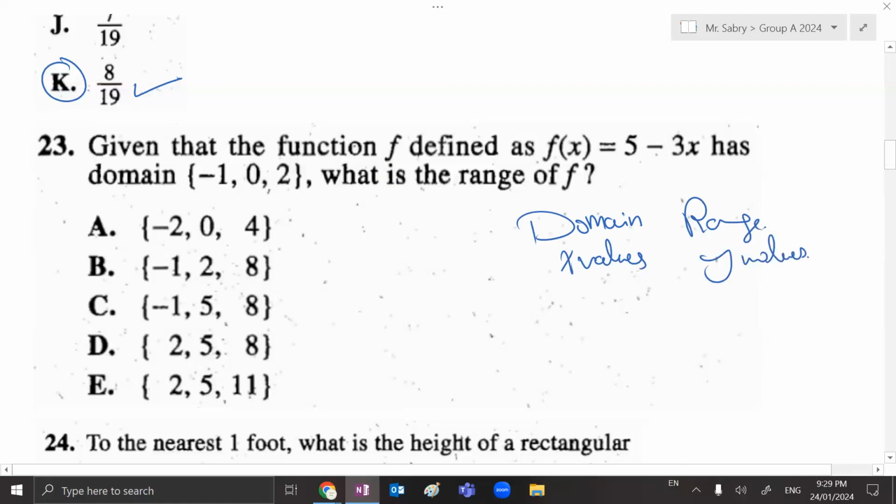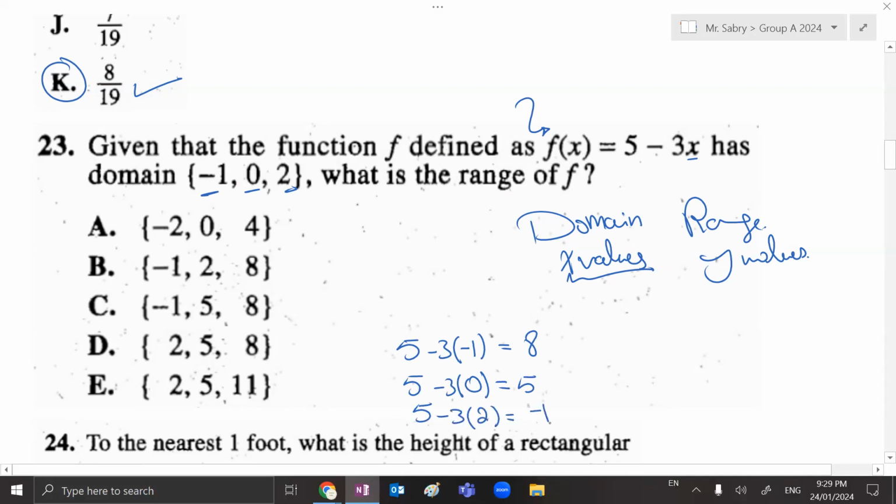So here you're given the domain. When you're given the domain, it means you're given the x values. So every one of those is x. And you're also given the function. So you'll substitute instead of the x, this new x. So you'll put 5 minus 3, and instead of the x, substitute -1, which will get you 8, and then 5 minus 3. Instead of the x, put the new x, which is 0, which will get you 5. 5 minus 3, and then the third x, which is 2, which will get you -1.